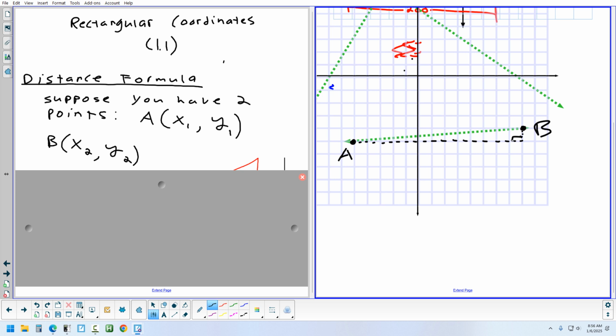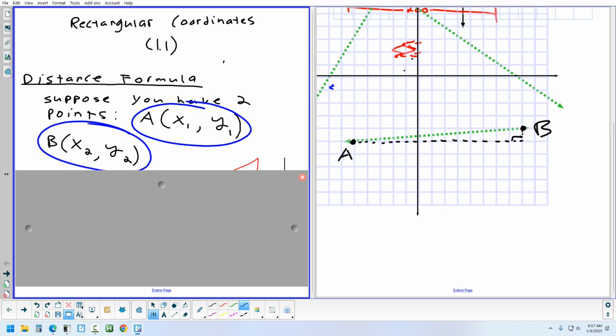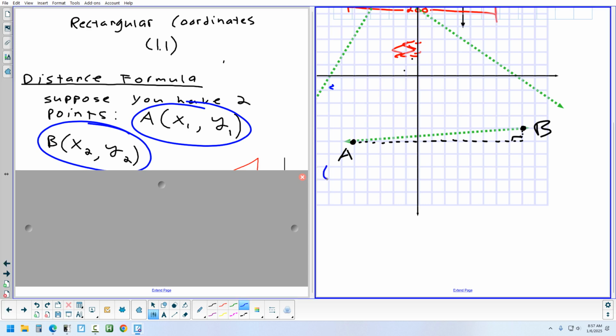Does anybody remember what formula, probably from geometry, you can use? If you know the bottom and the height, you can find the third side. Yep. Pythagorean theorem. So that's exactly what we're going to do here. We're going to use the Pythagorean theorem, just written in terms of coordinates. All right, so let's write down these coordinates. This one is x1, y1. This one is x2, y2. And I know I could get the exact coordinate, but that's not important.